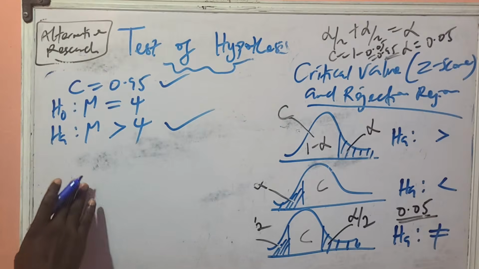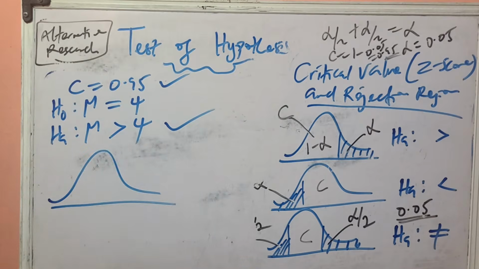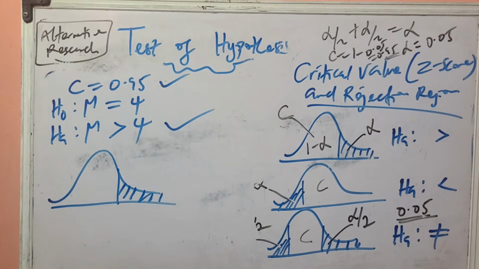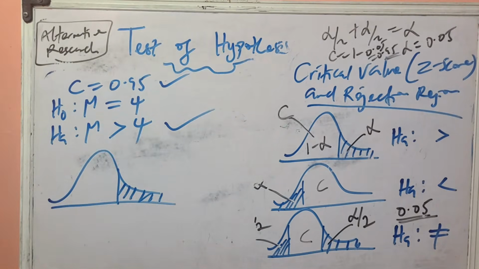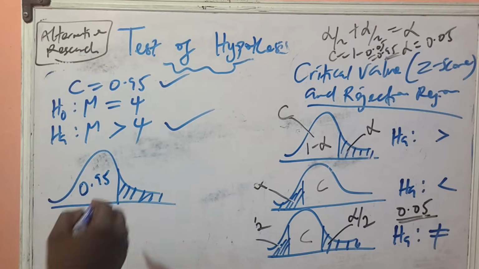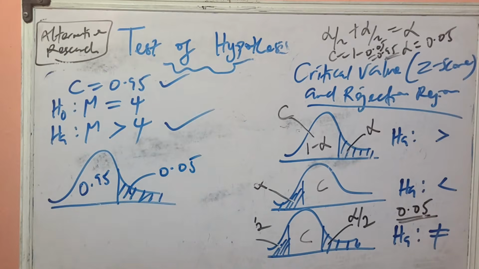First of all, I want to draw my diagram. I can see this is a right tail test. Right tail test, so I'm dealing with something like this. Good. I can see that my confidence level is 0.95. I told you already that the area of the acceptance region is the confidence level. So the area here is what? 0.95. That means the area for this other space will be what? 0.05, which I told you was the area of the rejection region, alpha.